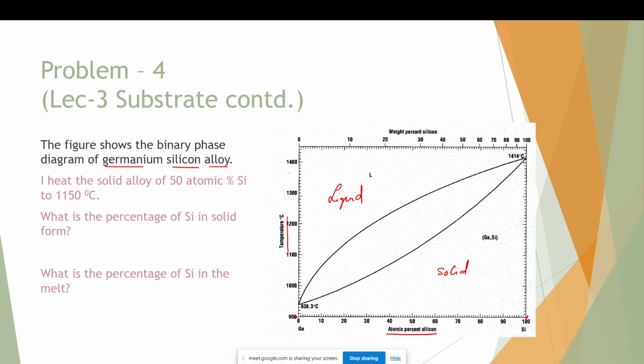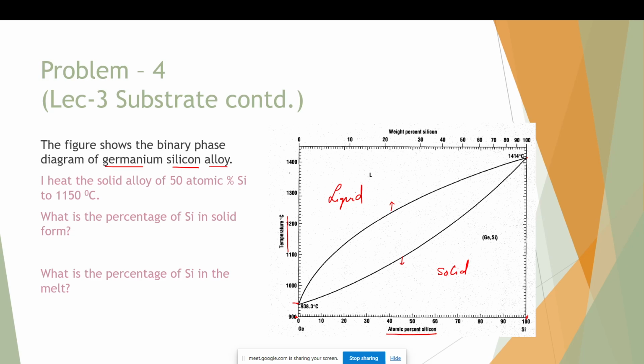Anything above this line will be liquid mixture. Anything below this line will be solid mixture. In the middle we have both liquid and solid. The idea is silicon has a higher melting temperature than germanium, so obviously their mixture will have some melting temperature in between the two. So that is the basic idea of a binary phase diagram.